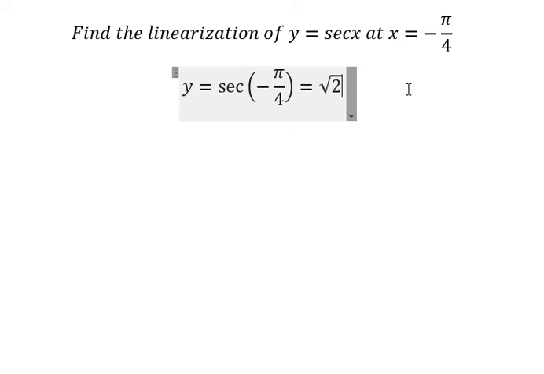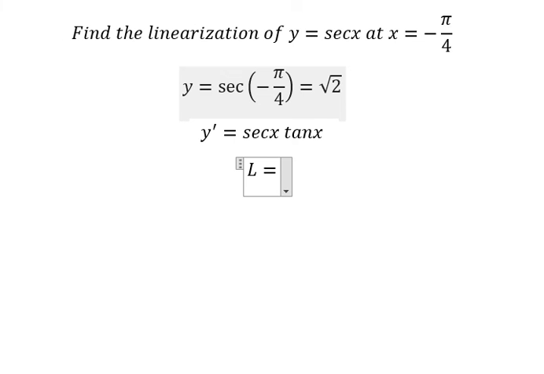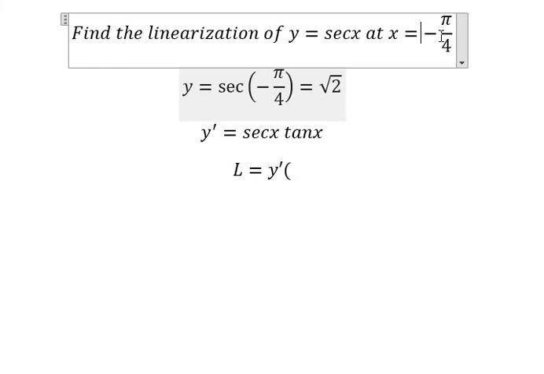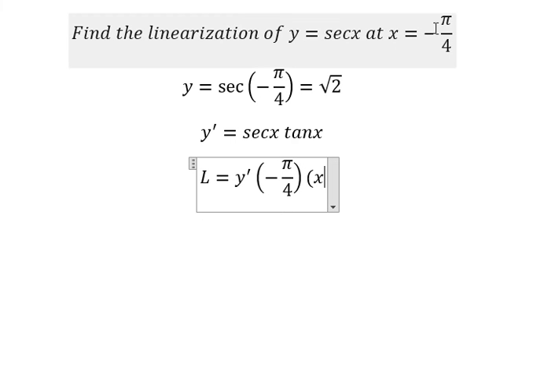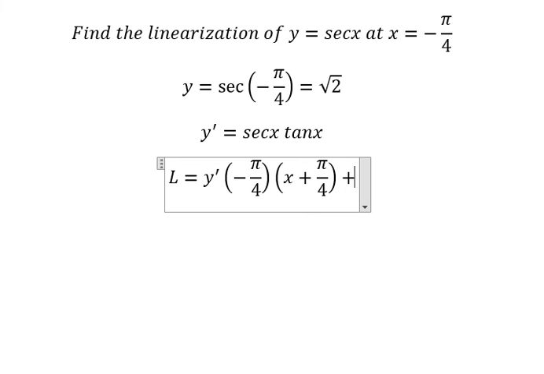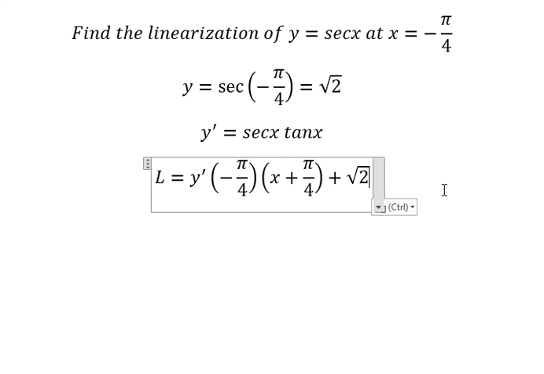Next, we need to do the first derivative of this one. And we have secant of x times tan x. Next, we have L equals the first derivative of y at x equals negative pi over 4, and we have x minus negative pi over 4. So we have positive pi over 4, and we have the value of y. So we put this one here.